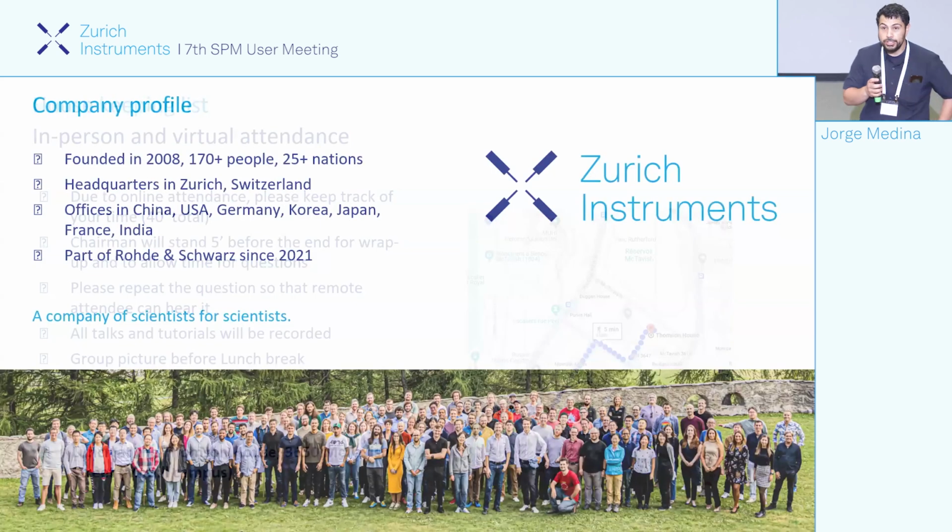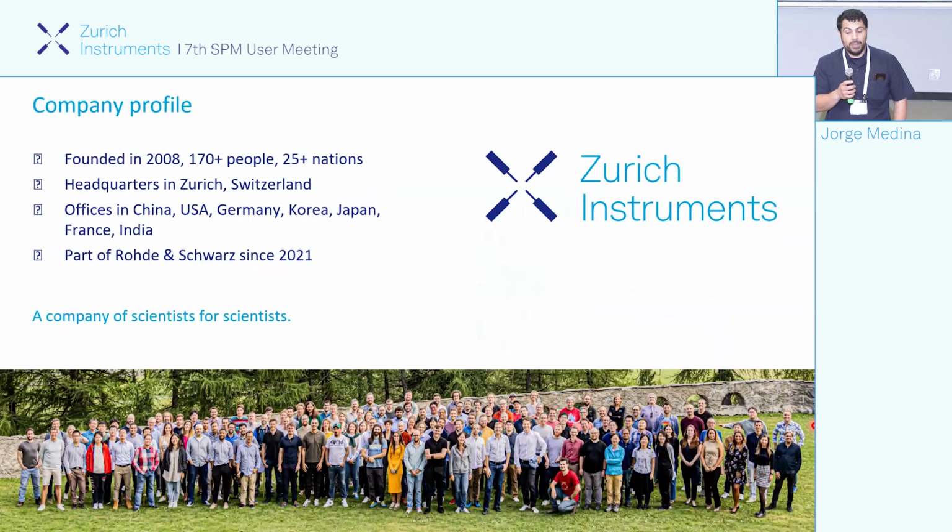So a quick introduction to Zurich Instruments. We were founded in 2008. We have over 170 people around the world. We have footprints in 25 nations. We're still headquartered in Zurich, Switzerland. We have some large offices in China, US, Germany, Korea, Japan, France, India. And we recently became part of the Roden Shores family in 2021. And our motto is we're a company of scientists for scientists.